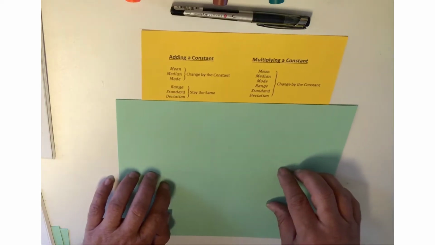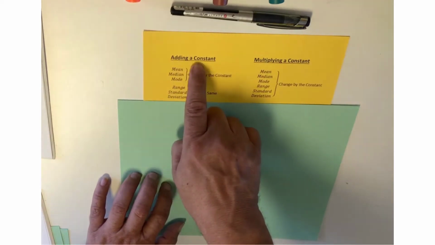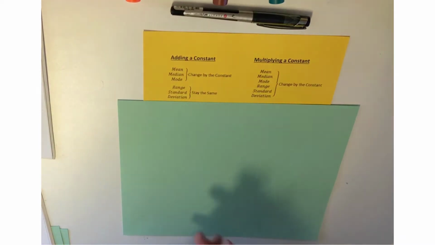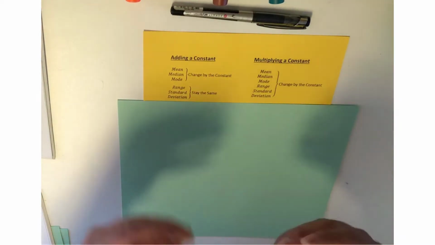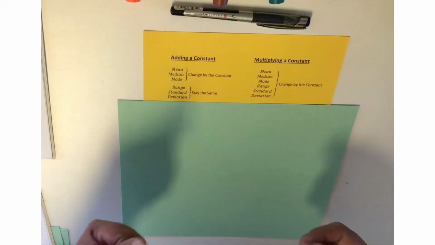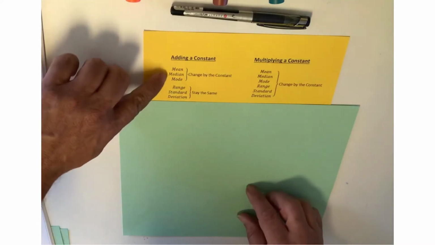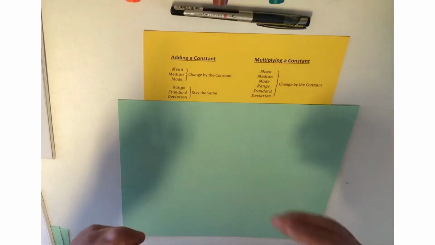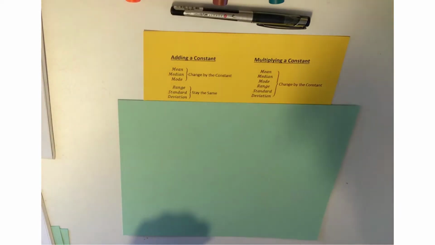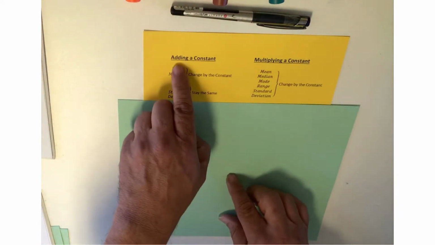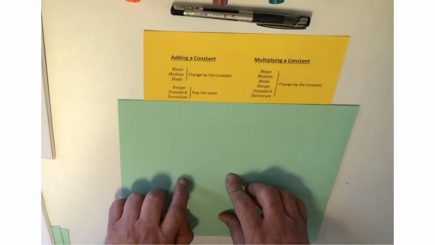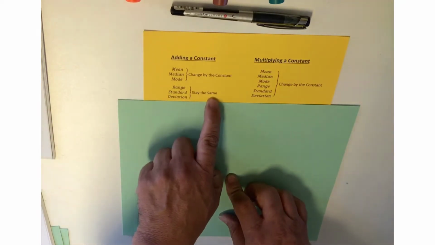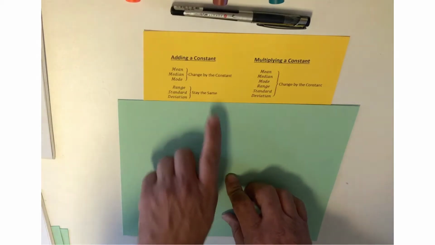In the case of the addition, it's going to be adding by the constant. Only the 3 Ms will change by the constant. In other words, the 3 M terms, the mean, the median, and the mode are the only 3 that will change by the constant. In this particular case, in the case of addition, the range and the standard deviation will not change. They will, in fact, stay the same. Okay?